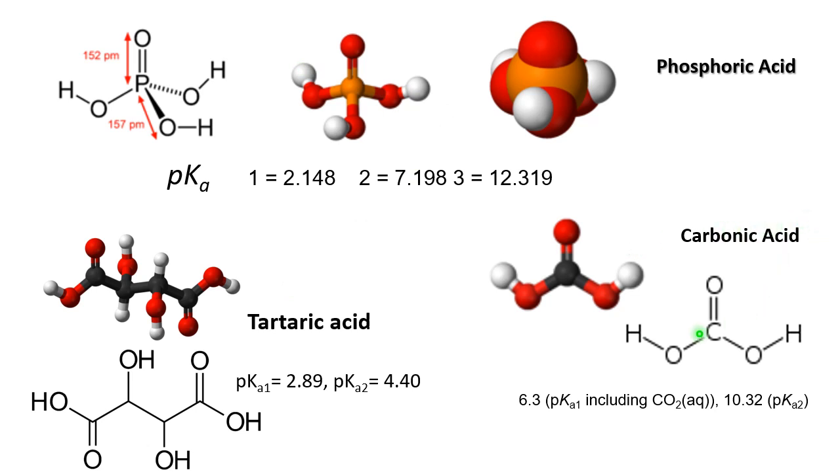Carbonic acid has 2 protons that dissociate in acidic area and in basic area step by step. Tartaric acid has 2 protons, 2 carboxylic groups, this and this, that dissociate at 2.89 and 4.40. These, and these protons never dissociate in aqueous solution.